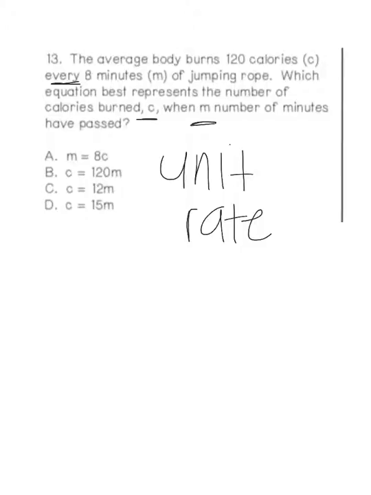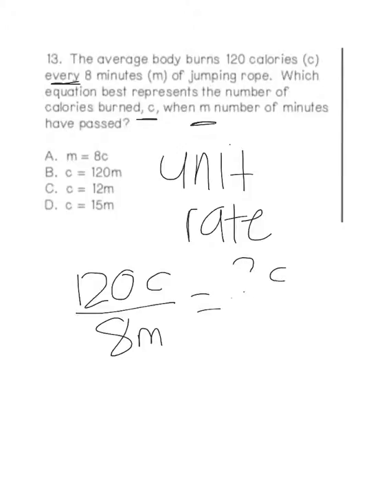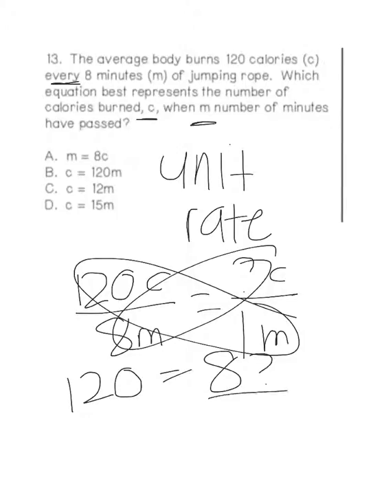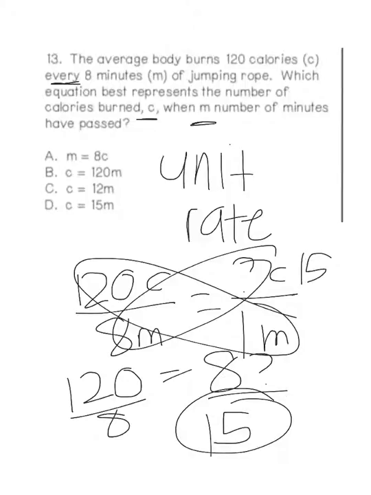If I burn 120 calories in 8 minutes, and I want to find a unit rate of how many calories in 1 minute, I can again set up my proportion and use my cross-multiplying strategy, which is 120 is equal to 8 times our unknown value. So we can divide it by 8 using our fact family knowledge. I know that 120 divided by 8 equals 15. Therefore, there are 15 calories burned in every 1 minute.